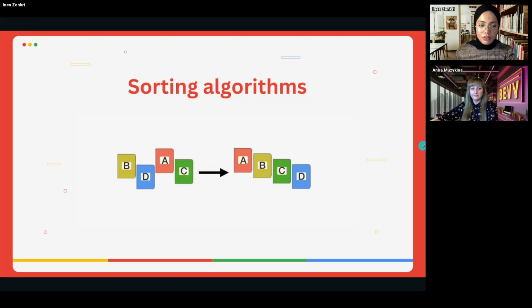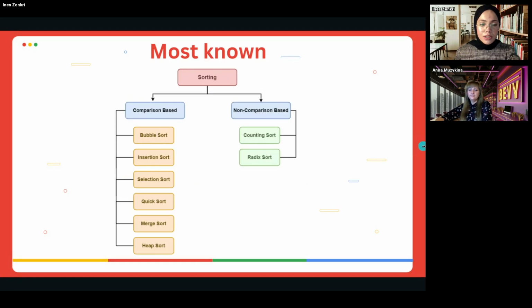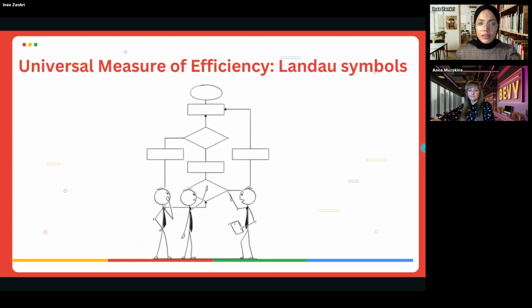We basically saw sorting algorithms, and the most known ones we already saw: bubble sort, merge sort, and counting sort. And we have discussed that in order to analyze the time complexity, we need something universal, independent from the hardware, and that's where we introduced the Landau symbols, for example, the big O notation, theta notation, and also omega notation.